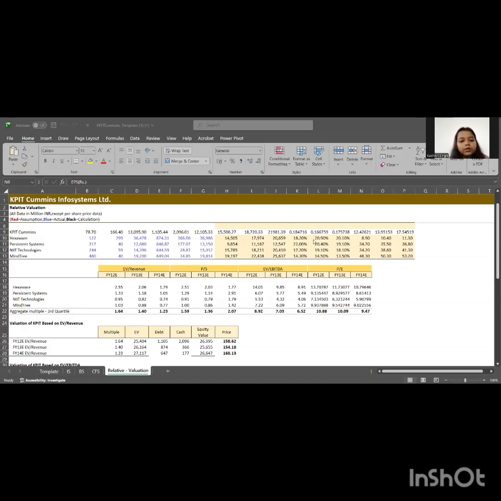Overall, this approach provides a simple and powerful framework for valuation, especially useful for investors, analysts, and finance students to understand how the market prices a company.